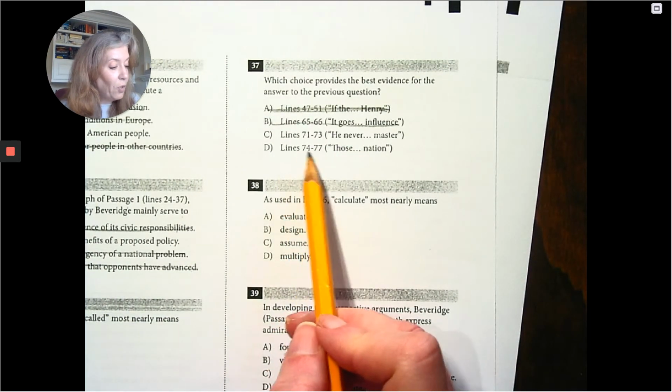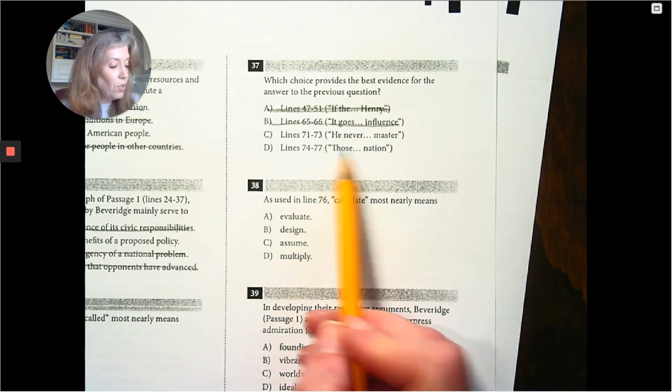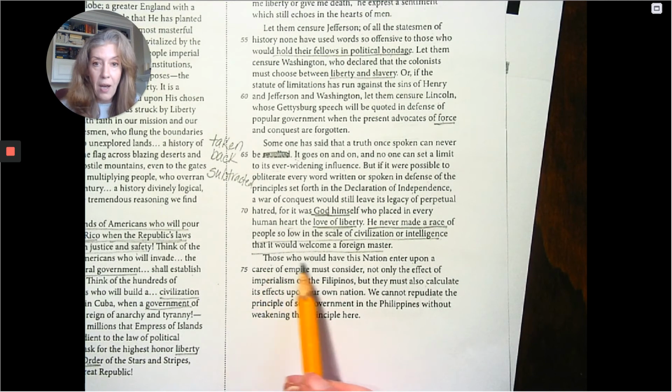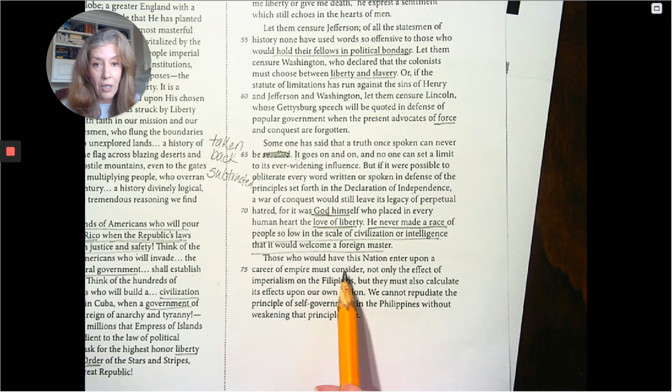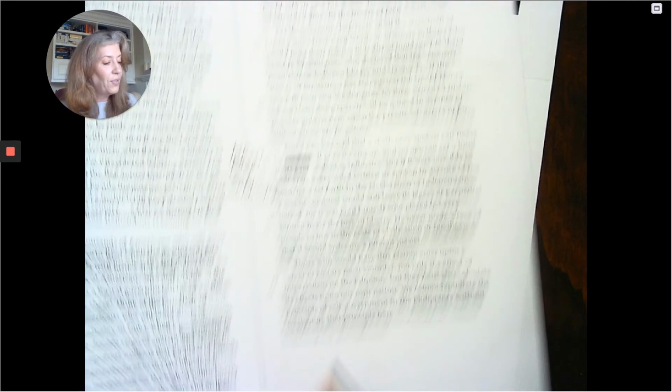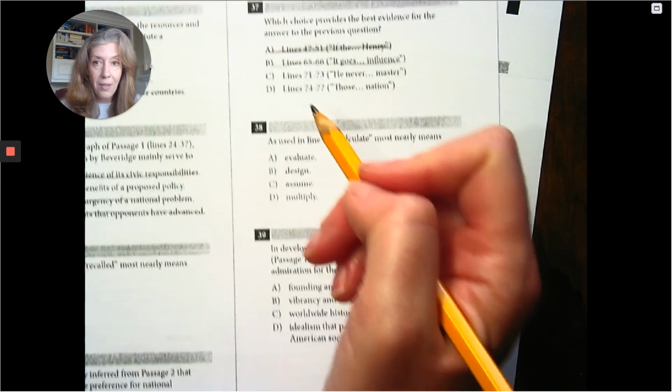And then line 74 to 77. Those who would have this nation enter upon a career of empire must consider not only the effect of imperialism on the Filipinos, they must also calculate the effects upon our own nation. That doesn't really mention anything about people wanting to rule themselves or this innate drive to rule themselves. So therefore, C is our best answer.